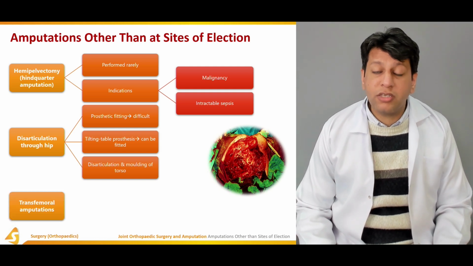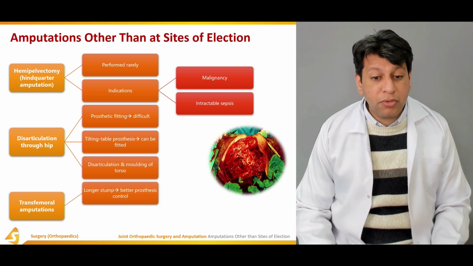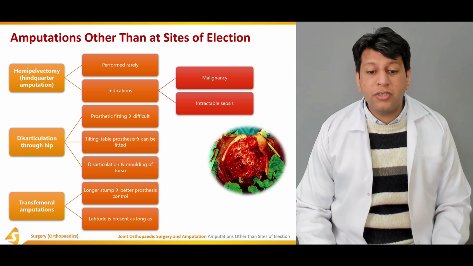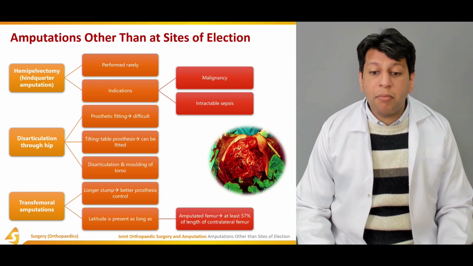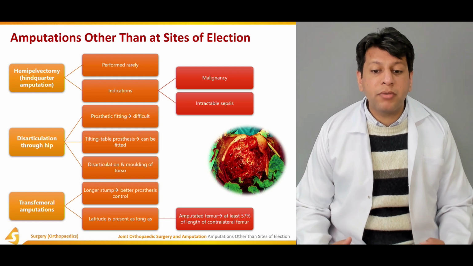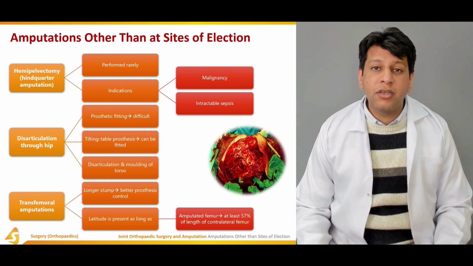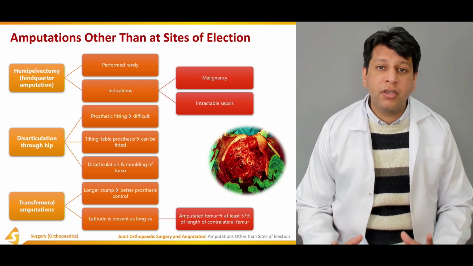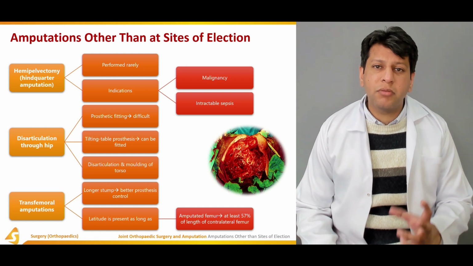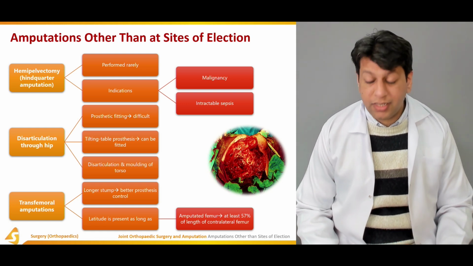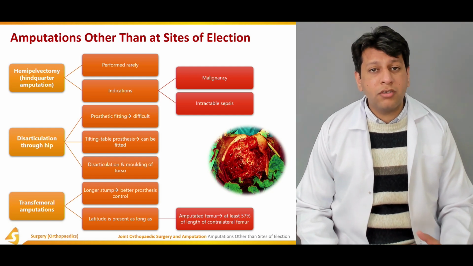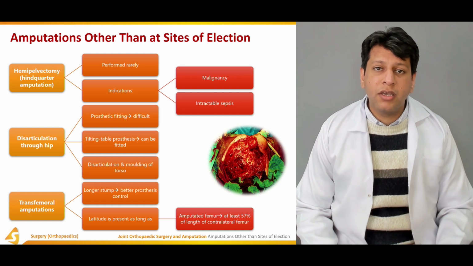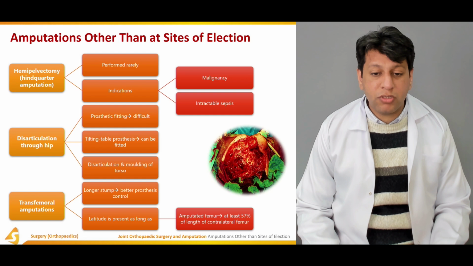The most common is the transfemoral amputation or above knee amputation. Usually a longer stump gives better prosthesis control. Latitude is present as long as the amputated femur is at least 50 centimeter of the contralateral femur. The ideal length is 10 to 15 centimeter above the knee joint. So that actually puts the amputated femur at almost 50 to 60% or 57% of the contralateral femur. That is the ideal length. Although depending upon the situation, we may have to cut more femur, or we may still be able to preserve as much femur as possible.